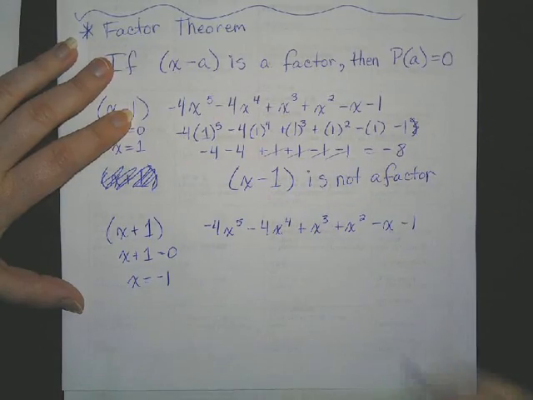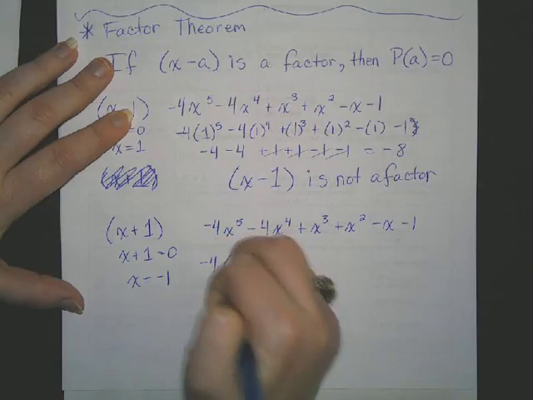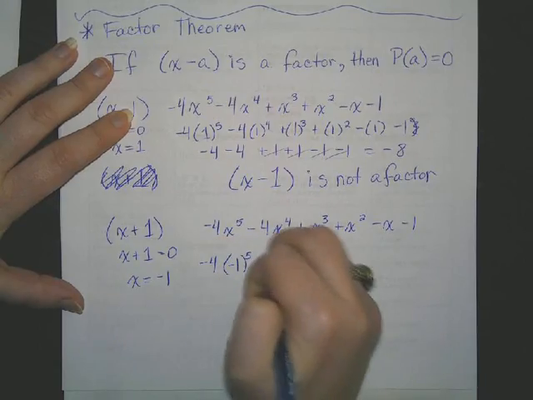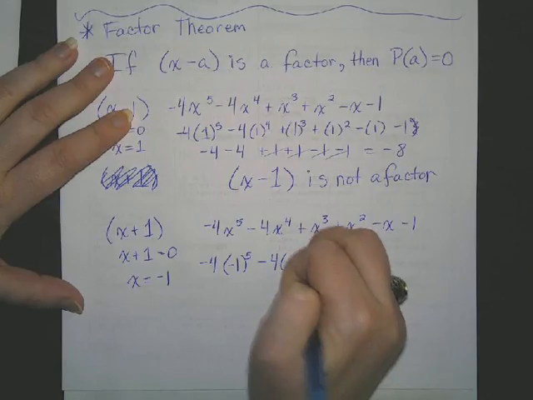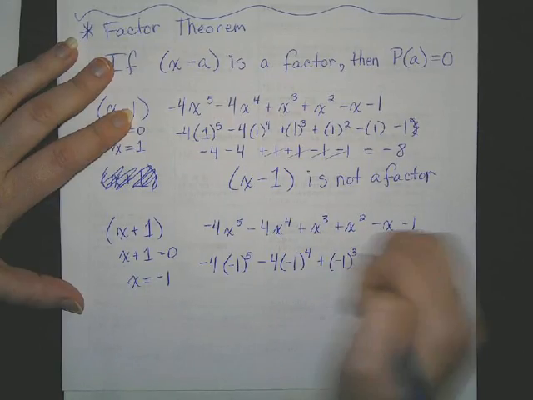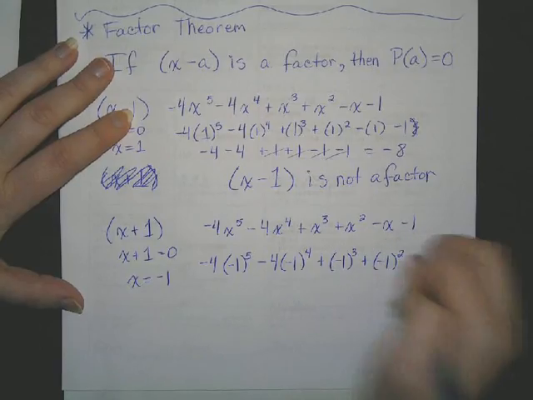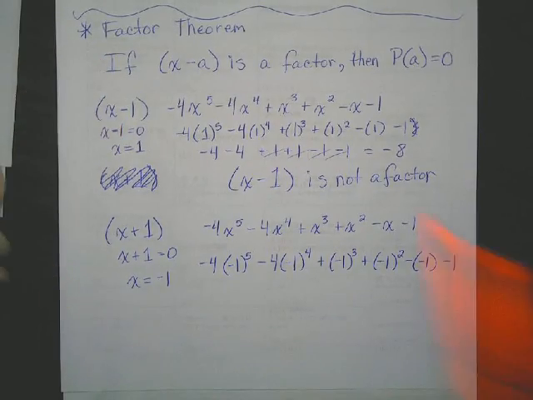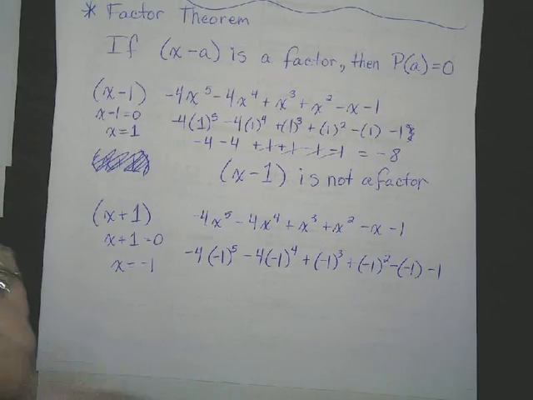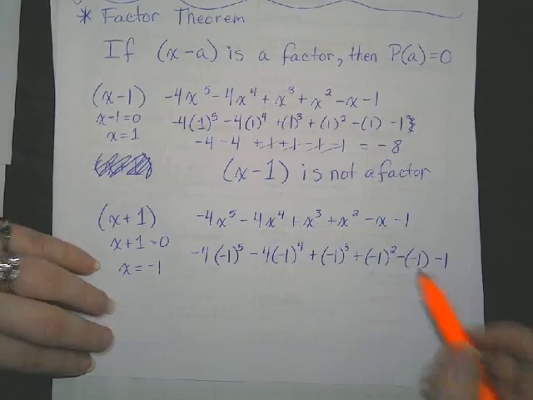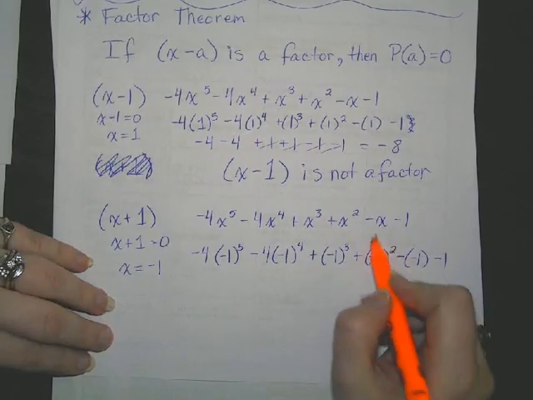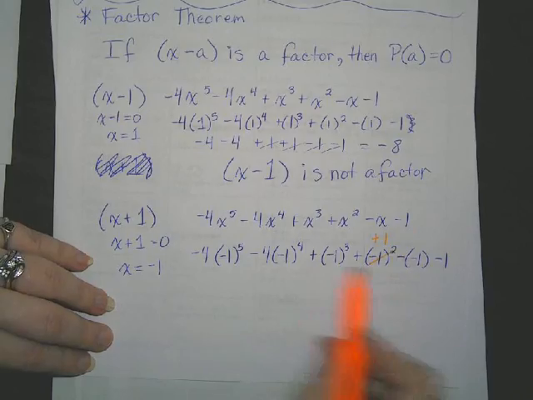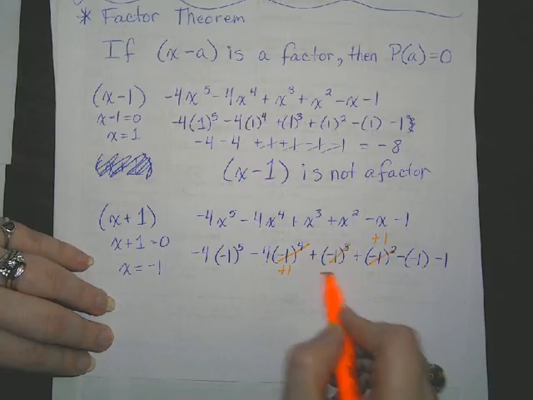Okay? So I have negative 4 times a negative 1 to the 5th power. Minus 4 times negative 1 to the 4th plus a negative 1 cubed plus a negative 1 squared minus a negative 1 minus 1. Now the cool part is whenever you have a negative 1 or a negative anything that's squared, the negatives will cancel out. So this will become a positive 1 because it's an even power. The 4 also becomes a positive 1. Anything that's an odd power becomes a negative 1.